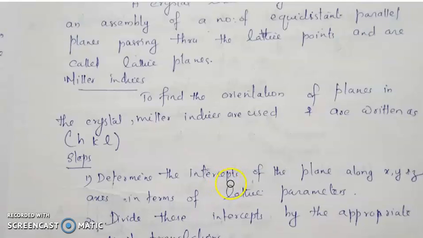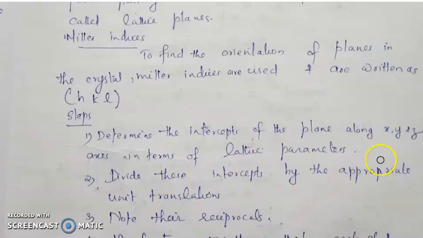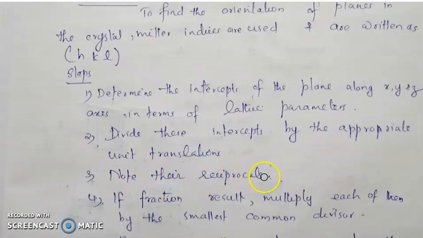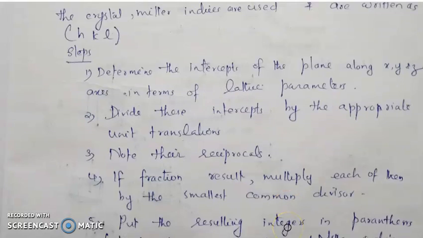Determine the intercepts of the plane along the XYZ axes in terms of lattice parameters. First of all, you have to determine the intercepts of the plane along the three mutually perpendicular directions. Then, second step, divide these intercepts by the appropriate unit translations a, b, c, etc. Then we have to take the reciprocals of those. If a fraction results, multiply each one by the smallest common divisor.